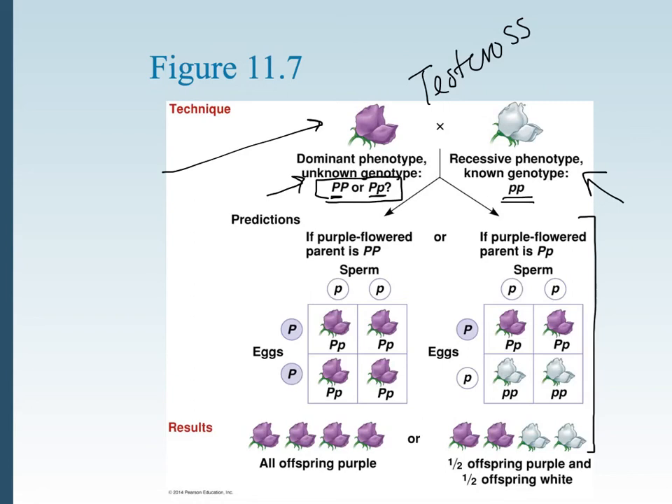So if the purple flower was capital P, all we would get would be purple flowers, because all that the white flower can give is the recessive allele. In contrast, if we were to get some white flowers out of it, we would know that genotype had to have come from the parent plant, because otherwise we couldn't have white flowers. You would need to get one little p allele from each parent. So by looking at these offspring, we're able to draw some conclusions about the genotypes of the parents. And that's called a test cross.